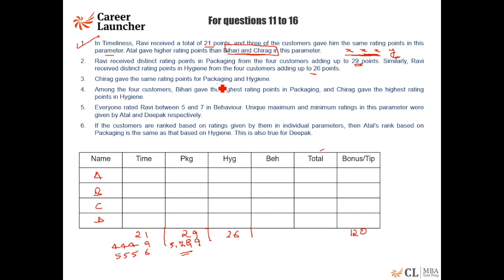Chirag gave the same rating points for packaging and hygiene. Chirag has given the same rating points. So if I say this is A, this is also going to be A. Among the 4 customers, Bihari gave the highest rating point in packaging. So if you look at packaging, the person who's given the highest rating points is Bihari. Chirag gave the highest rating points in hygiene. So in hygiene, the highest is given by Chirag. Okay. So what is the possibility of the highest rating points for 26?